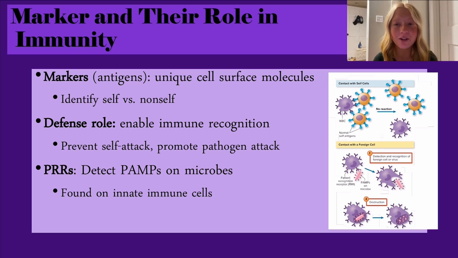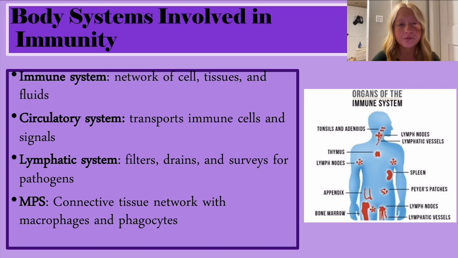Phagocytes in innate defenses use pattern recognition receptors called PRRs to help identify PAMPs, or pathogen-associated molecular patterns, on microbes. In adaptive immunity, T and B lymphocytes depend on recognizing specific antigens to trigger targeted responses. So markers essentially tell the immune system who's passive and can go, or who needs to be destroyed.